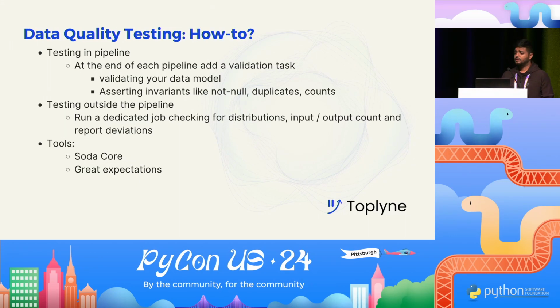You can start very simply with data quality. Just like we were doing end-to-end testing, we'll add a new task, but this time this task is going to be executed every time my pipeline runs. We can call this a validation task, and we will be validating our data models. We will assert our invariants, like all not-null checks and duplicate counts, and we'll run some statistical checks.